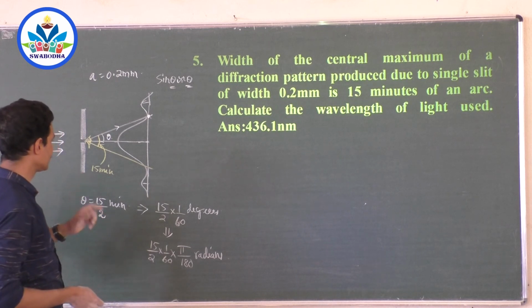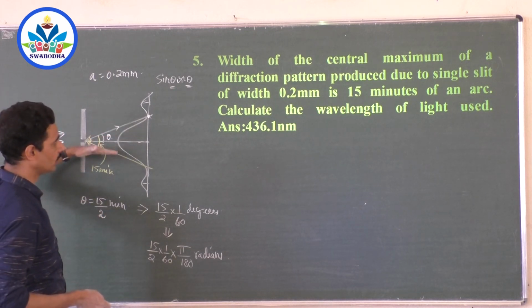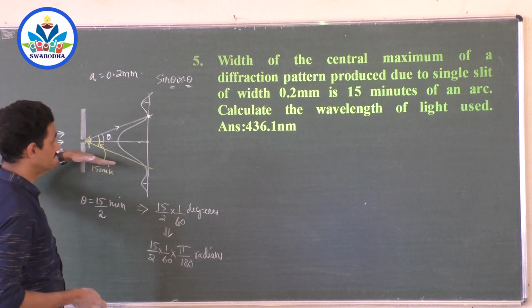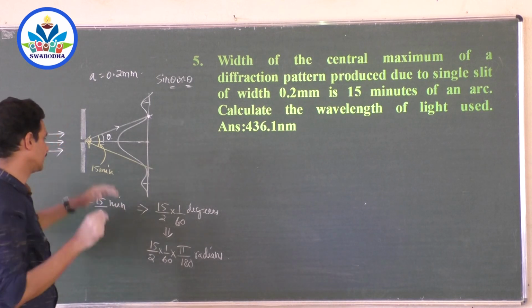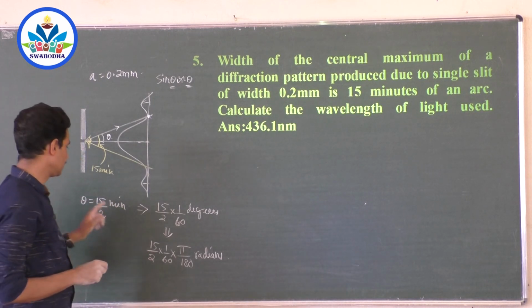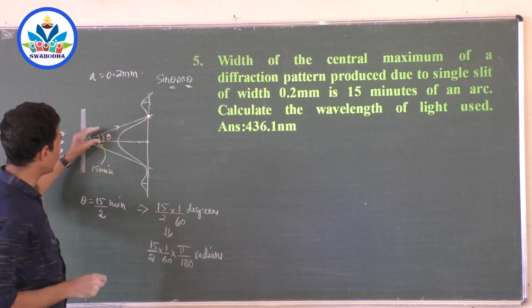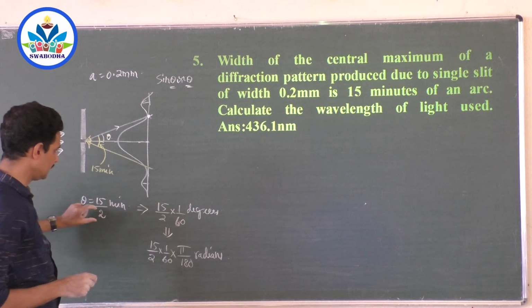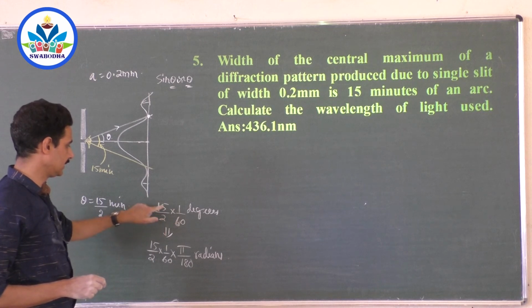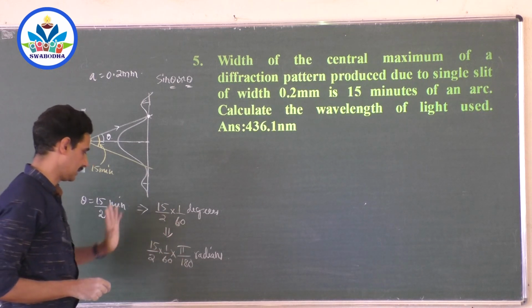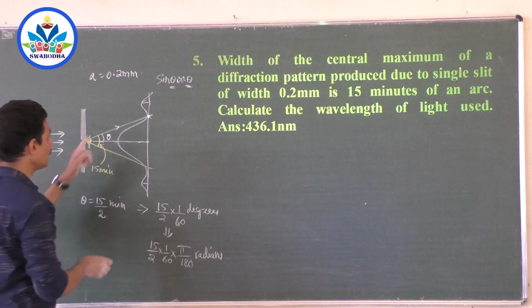One thing is, it is the full angular width of the central maximum that is given. They didn't say half angular width of the central maximum. Full angular width of the central maximum is 15 minutes of an arc. So we need only half angular width, 15 by 2 minutes. 15 by 2 minutes is 1 by 60th of a degree and pi by 180 radians. Everything is ready.